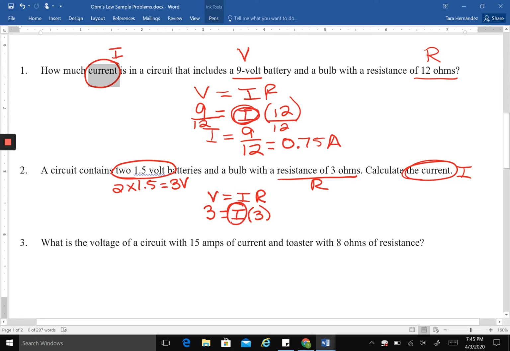If I want to isolate the variable, I divide by the coefficient, and what I do on one side, I do on the other side. So my current is 3 divided by 3. So my current is 1 A for ampere.